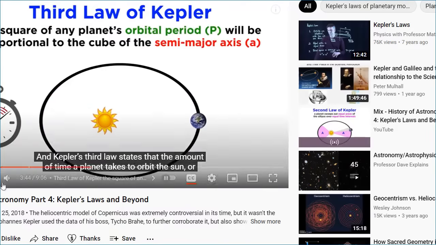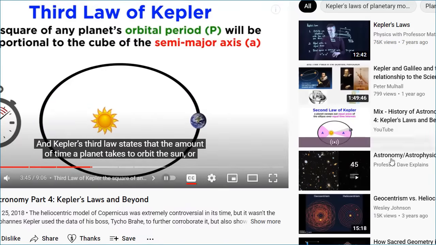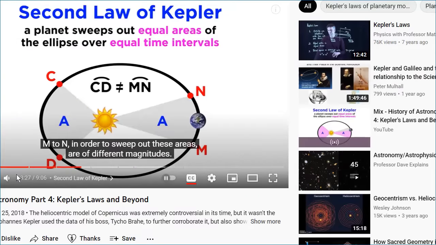Okay, so you see how the Earth speeds up as it's on the left side. I'm going to play that again. Make sure that you see this.